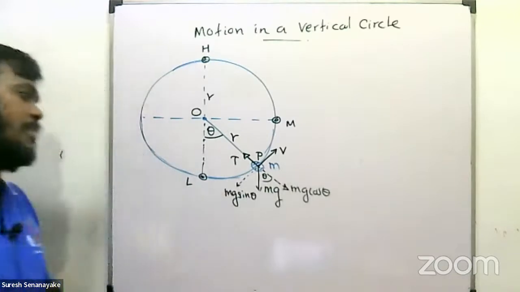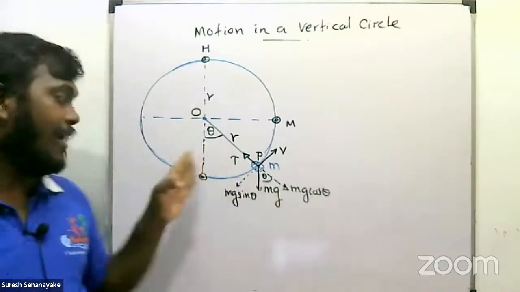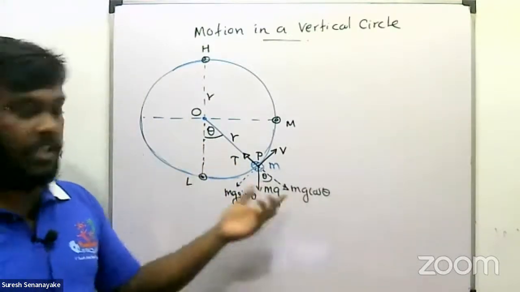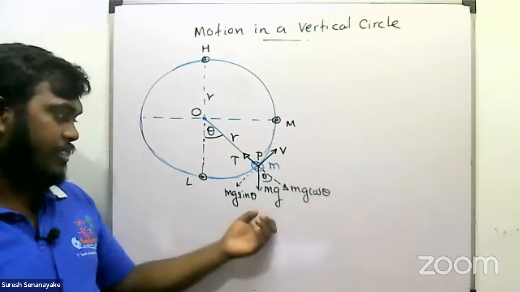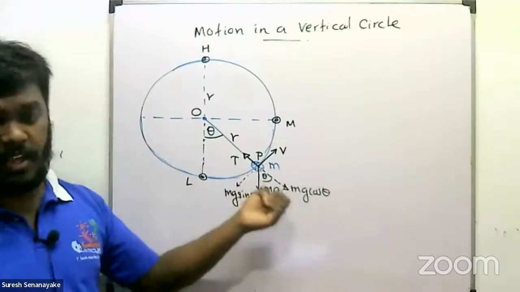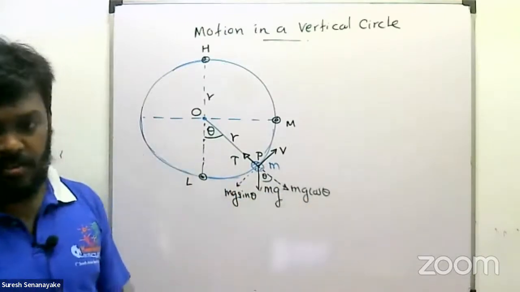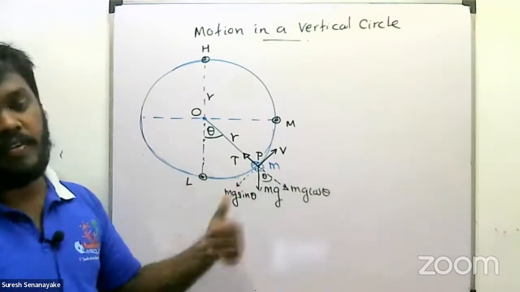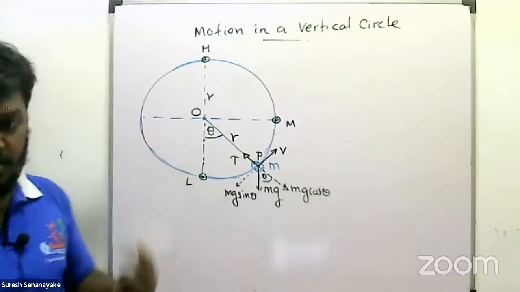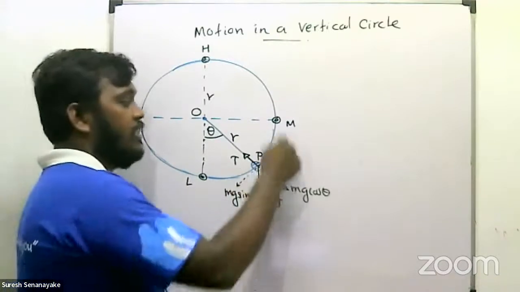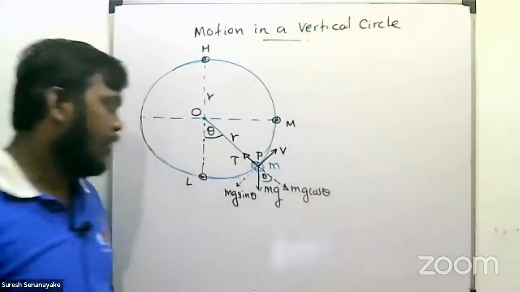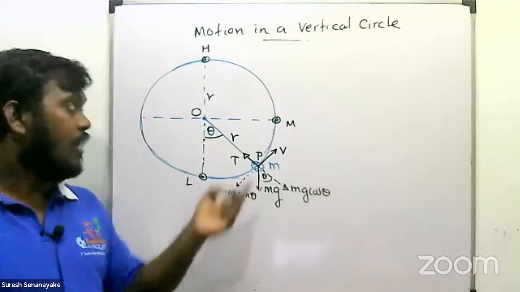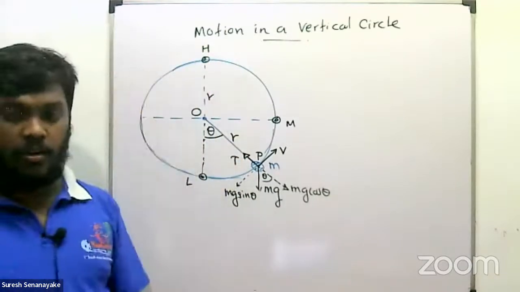In this case, you can see that the weight acts downward and this angle is changing. The centripetal force is given by the resultant of the tension and the component of the weight, that is T minus mg cos theta. That is the force towards the center, so it supplies the centripetal force. But with theta, the centripetal force is changing. Because of that, the velocity of its motion changes from point to point. At the lowest point it has the highest velocity, we can prove that, and at the highest point it has the lowest velocity.